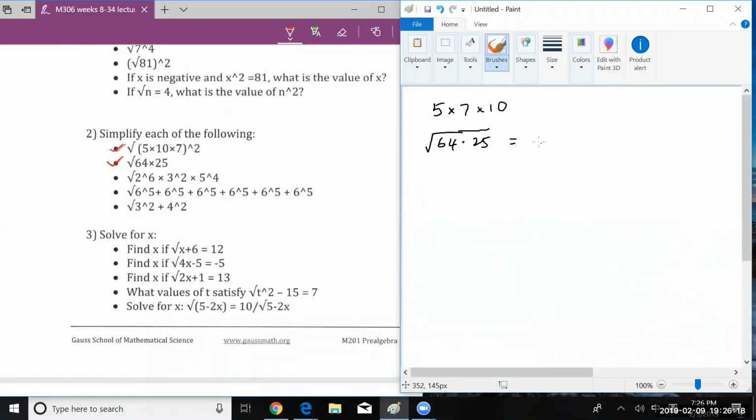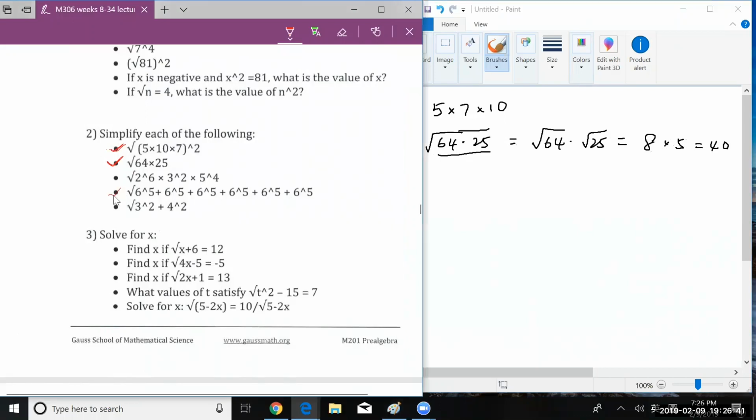So this one, remember the rule? It equals this one times this one. I can separate it, right? I don't need to find the value of 64 multiplied by 25 and then take the square root. I can separate it because the square root of 64 is 8, and the square root of 25 is 5, so it's 40. Okay?